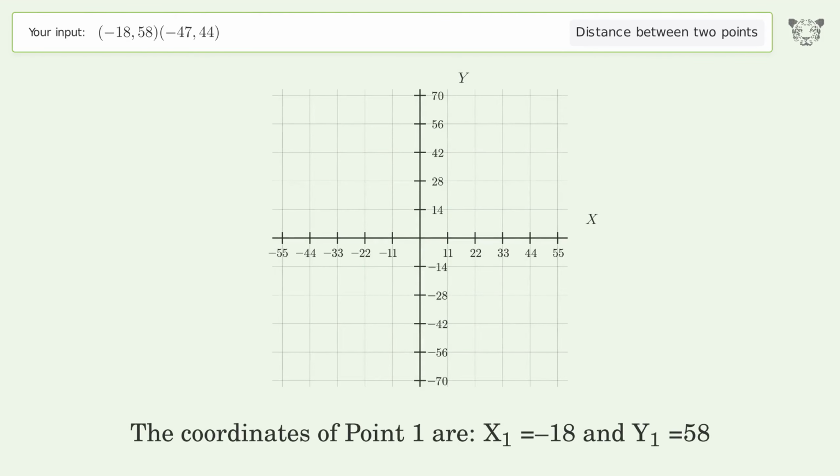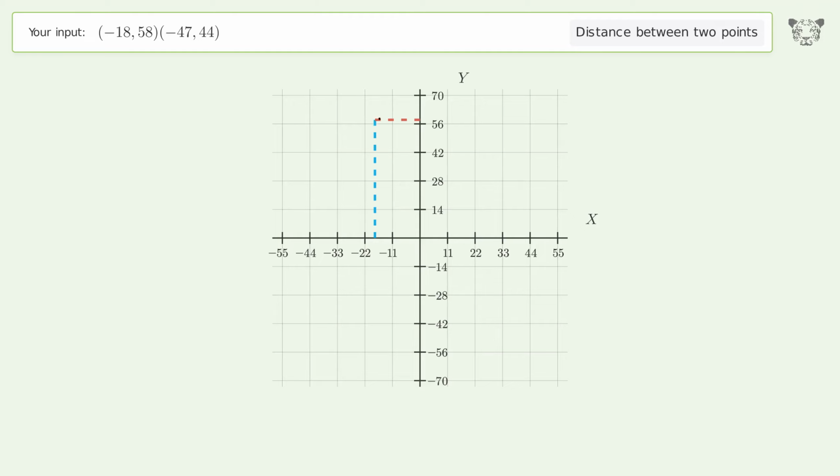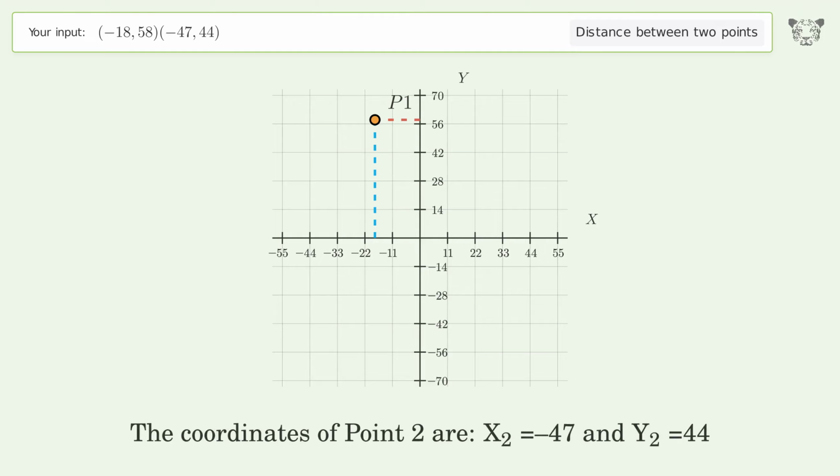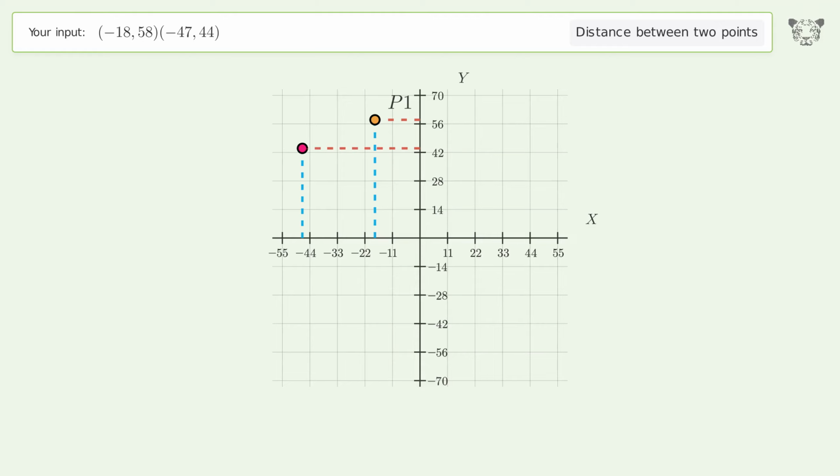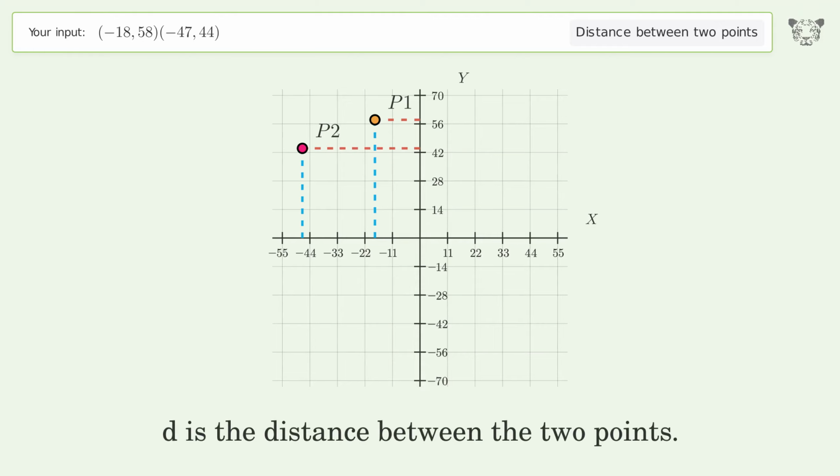The coordinates of point 1 are, x1 equals -18 and y1 equals 58. The coordinates of point 2 are, x2 equals -47 and y2 equals 44. D is the distance between the 2 points.